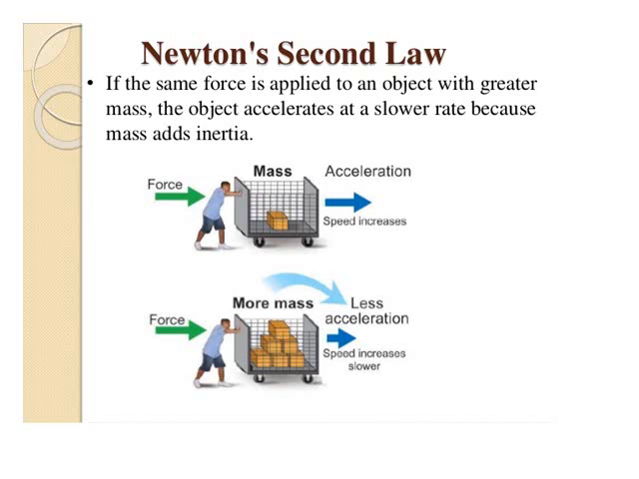What made the acceleration to slow down? It is because of the increase in the mass. So what we have learned here in this case is acceleration is inversely proportional to the mass. More the mass, less is the acceleration when the force remains same. So if the same force is applied to an object with greater mass, the object accelerates at a slower rate because mass adds its inertia.